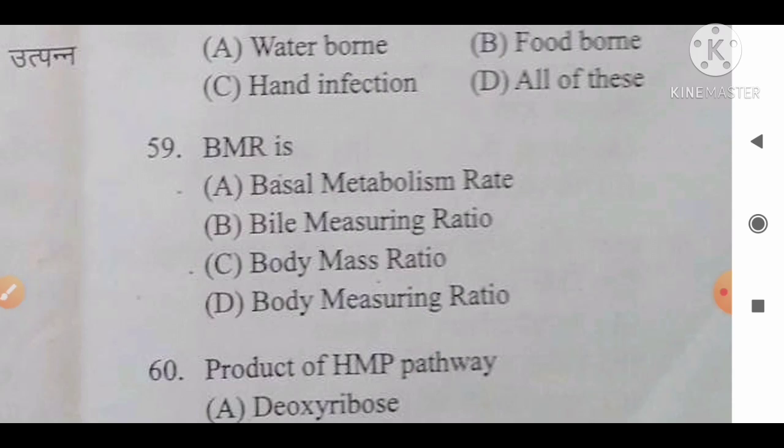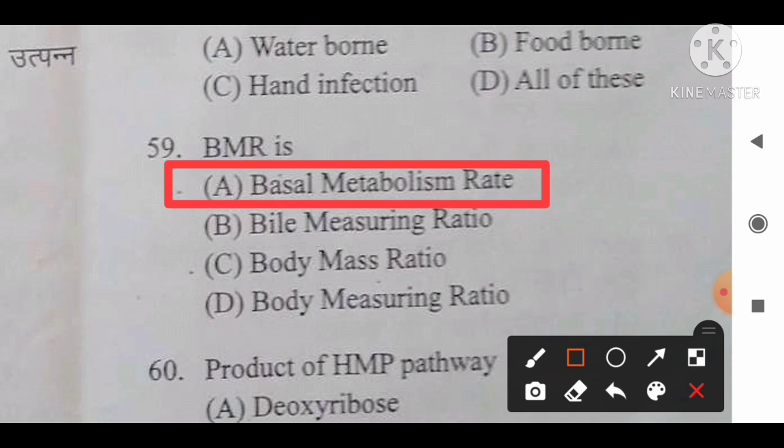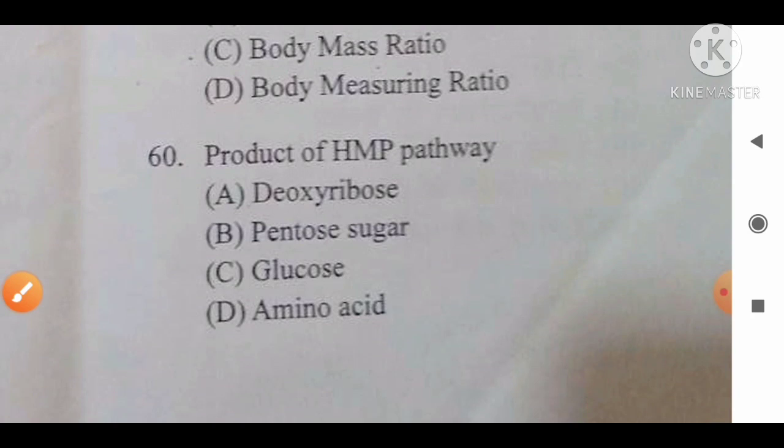BMR is option A, basal metabolism rate, B, bile measuring ratio, C, body mass ratio, D, body measuring ratio. And the fact available regarding this question: BMR is the basal metabolism rate, or basal metabolic rate, the number of calories your body uses to maintain vital functions like breathing, heart rate and brain function. So the full form of BMR is option A, basal metabolism rate or basal metabolic rate. Option A will be the correct answer for this question. Move to the next question, number 60.